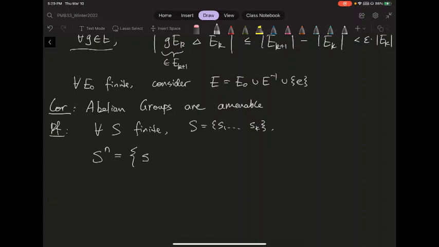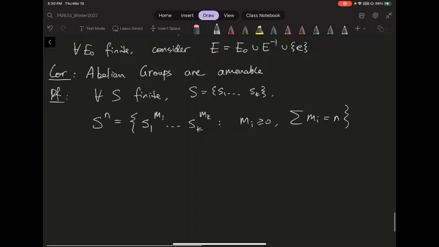So this is essentially the product of s1 to the power m1 up to sk to the power mk, where you just require all the powers to be greater than or equal to 0, and they sum up so that the total power is equal to n, because things are abelian here. And how many ways can you divide up n into a summation of k non-negative integers? That's just a combinatorics thing, and there are many ways of doing the calculation. They may not all be distinct, but that's just an upper estimate.